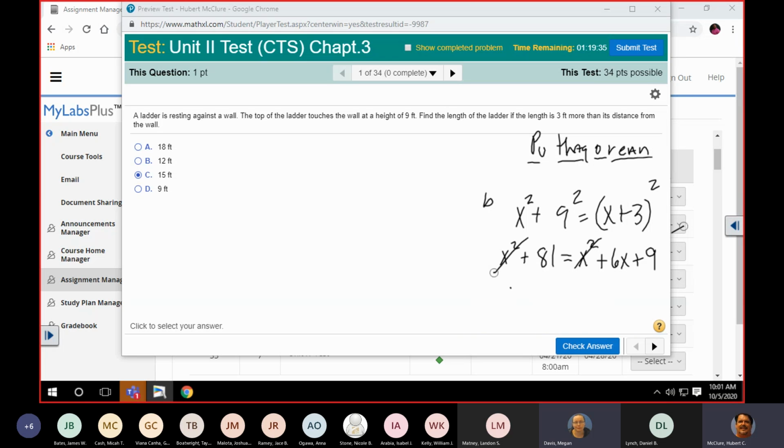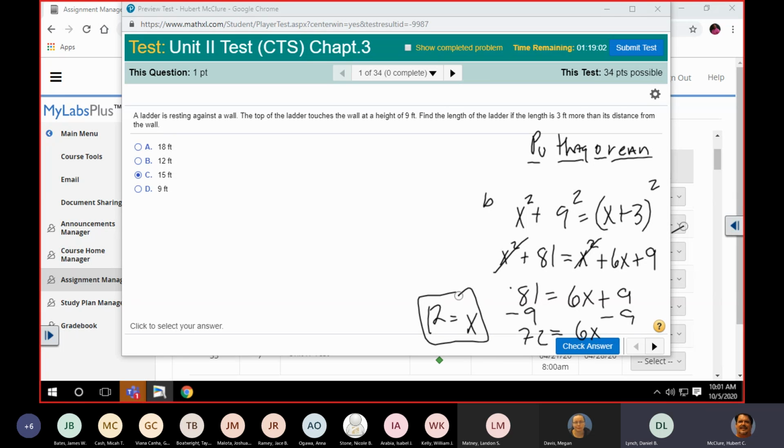Somebody's saying length of the ladder is x plus 3. It says x equals 12. I'm trying to understand what they're saying. Hold on a minute. Let me see. I forgot to plug in. That may be it. 81 is equal to 6x plus 9, minus 9 minus 9. 6x is equal to 72. x is equal to 12. And then 12 plus 3 is 15. Whew. Thought I was going crazy there for a minute.